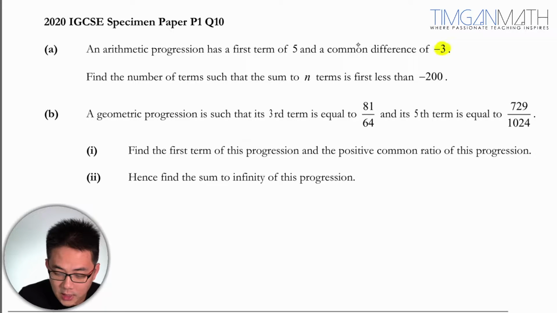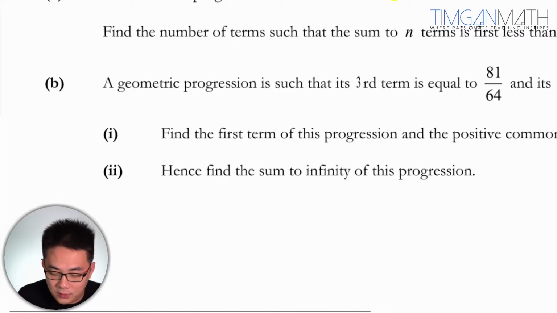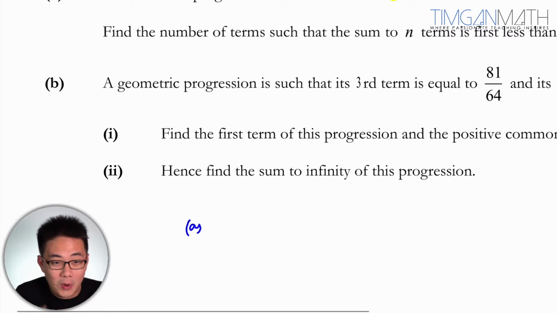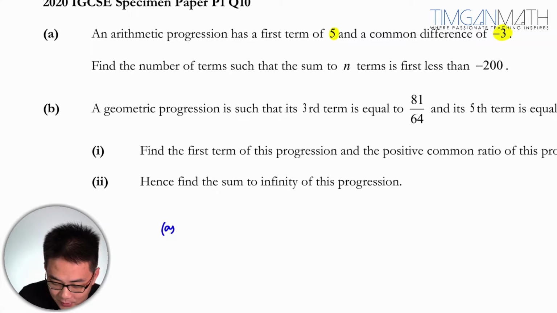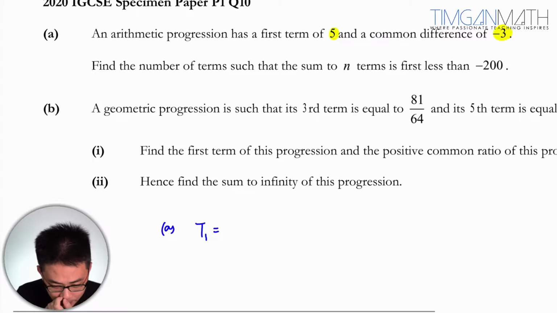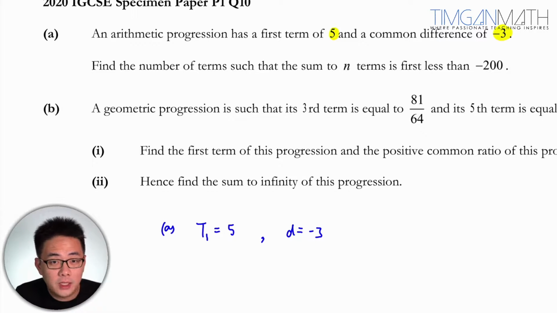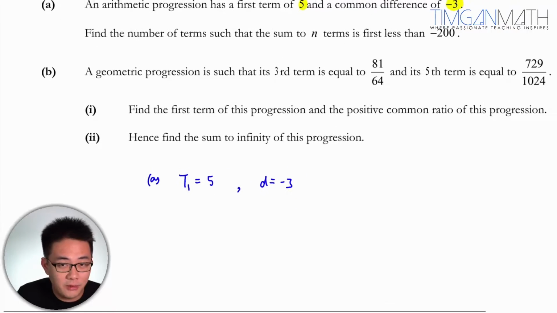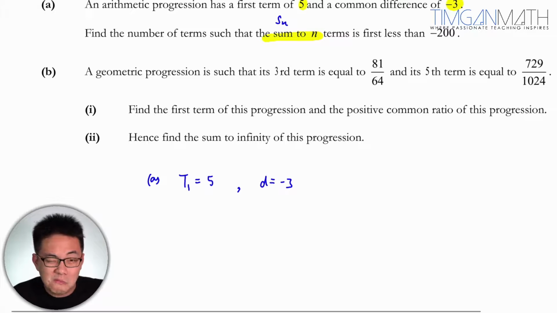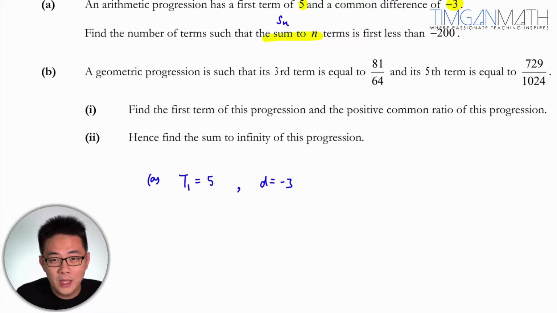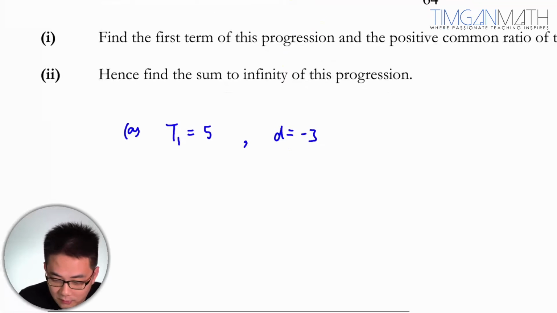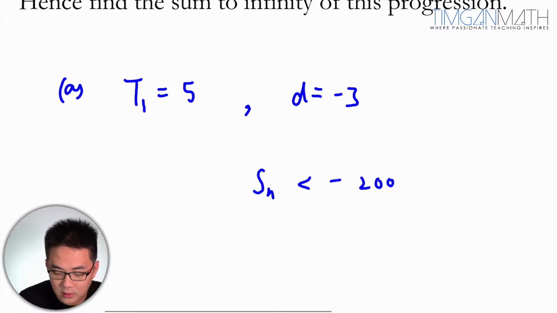Usually what I will suggest for AP, typically in Singapore, is we express AP in T. So T1, which is our a, is the first term 5, and the common difference d is -3. Alright, so find the number of terms such that the sum of the first n terms, meaning you add from the first term, second term, third term to the nth term, is less than -200. So we're going to find Sn to be less than -200. Okay, great. So this is what we need to find.